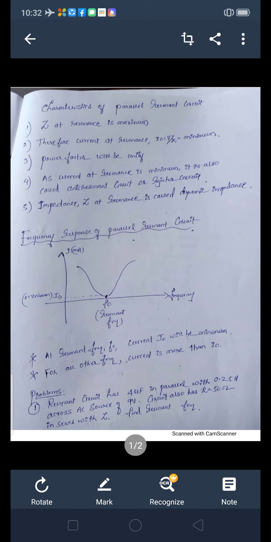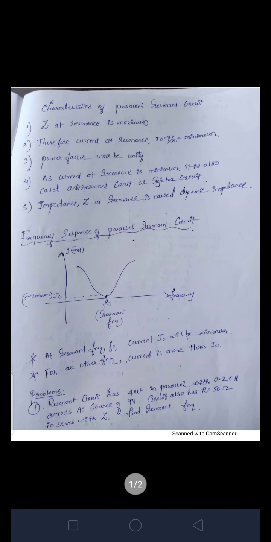Students, in this video we will be seeing the characteristics of parallel resonance circuit. These are some of the characteristics of parallel resonance circuit, as we have listed for series resonance circuit. Then this is a frequency response, and next we will have some problems on this. So what are the characteristics of parallel resonance circuit? What all happens to the parallel resonance circuit at resonance? Those all points we are going to list here.